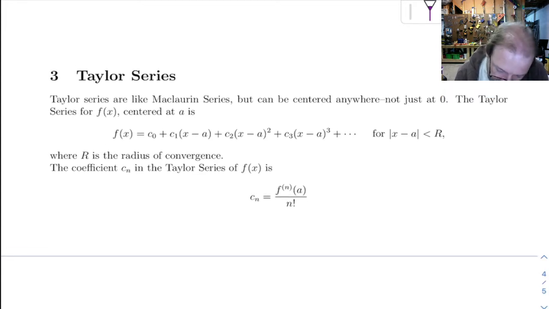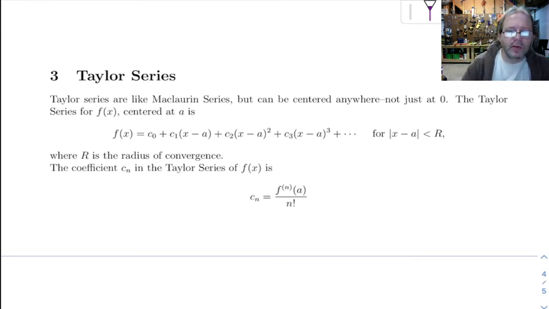But if you have a Taylor series centered at a, the formula for it is this. You've got c0 plus c1 times (x minus a), and then your coefficients continue to go up, and it's x minus a that's raised to these powers. And the cn, the way you get that is by taking... it's the same as before with the Maclaurin series, but you're evaluating this derivative at a instead of at 0.